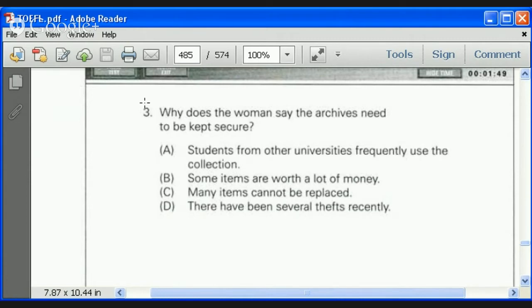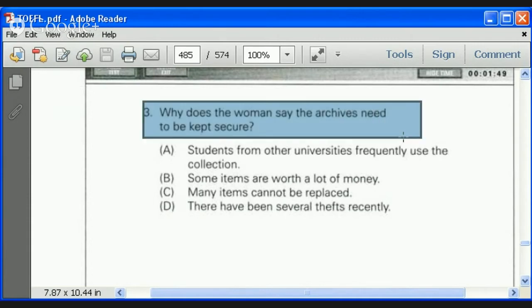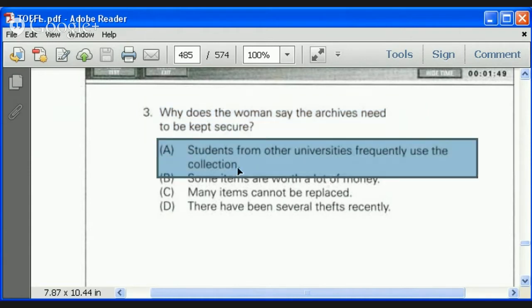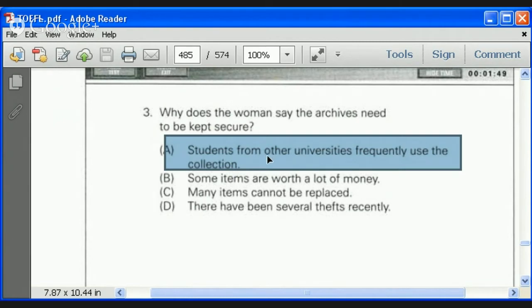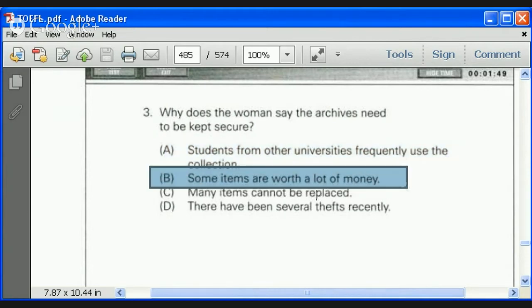Okay, next question. Why does the woman say the archives need to be kept secure? I don't know the answer immediately from my notes, so let me use a little process of elimination. Students from other universities frequently use the collection. No, that's something I can infer because the student there is from another university, but that was not stated. So I'm going to eliminate that one.